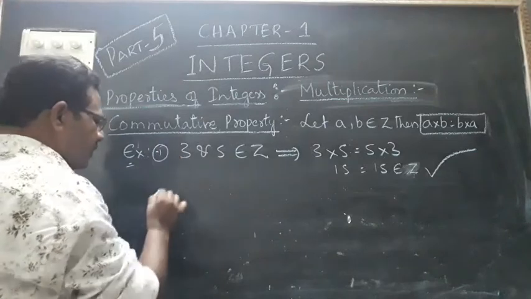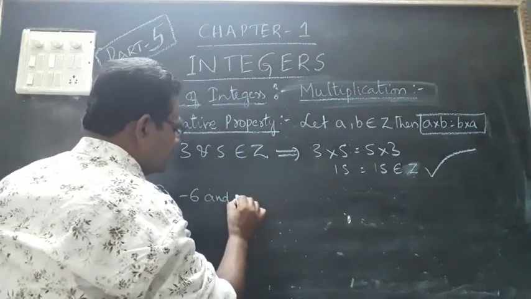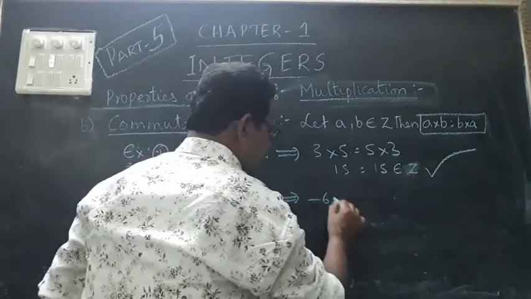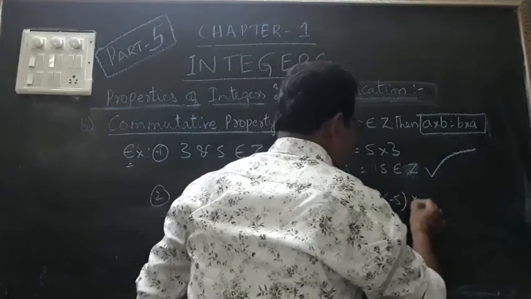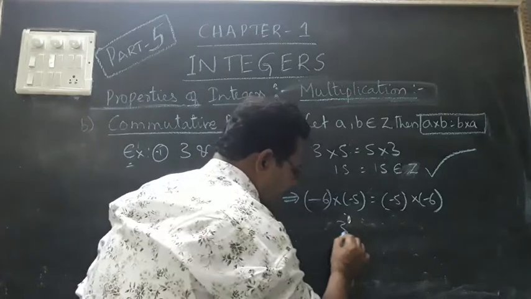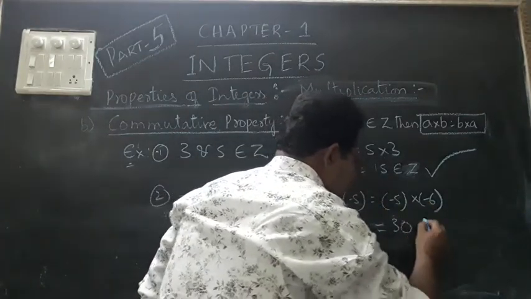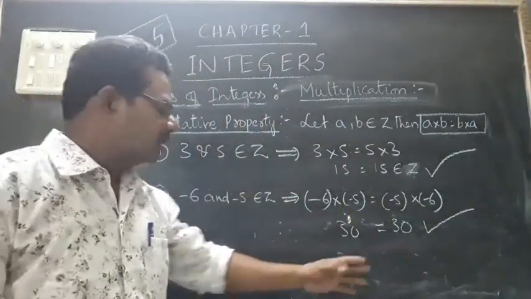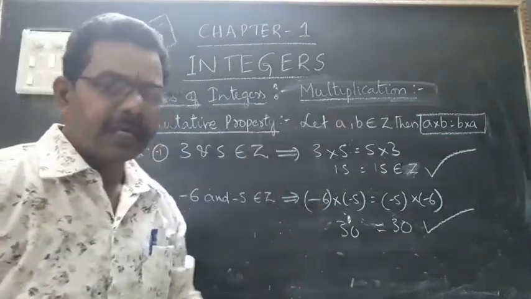We can take another example. Minus 6 and minus 5 belong to the set of integers. So minus 6 into minus 5 is equal to minus 5 into minus 6. Minus into minus plus, 6 5s are 30. This side also minus into minus plus, 5 6s are 30. So 30 is equal to 30. That means LHS is equal to RHS we got. That's why here the commutative property is following under multiplication in the set of integers.